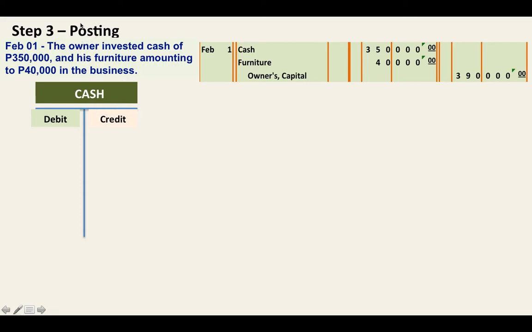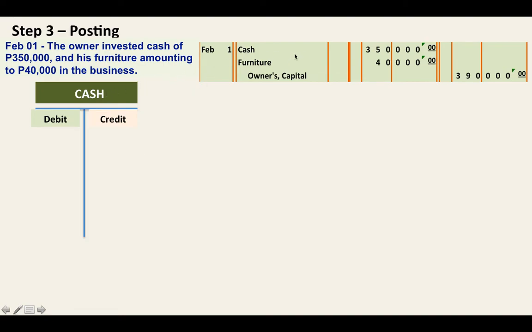Now we will do the posting. So we will now illustrate posting. This is the GL account, and this is our journal entry. What we are going to do is transfer from the journal, commonly known as the general journal, the book, to the general ledger. The account will be our general ledger, in this case, cash.